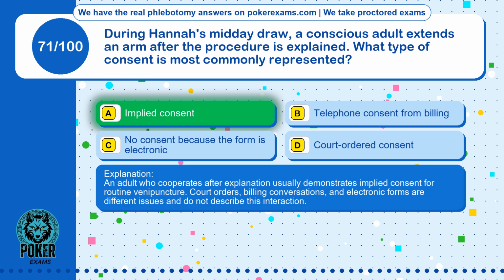An adult who cooperates after explanation usually demonstrates implied consent for routine venipuncture. Court orders, billing conversations, and electronic forms are different issues and do not describe this interaction.